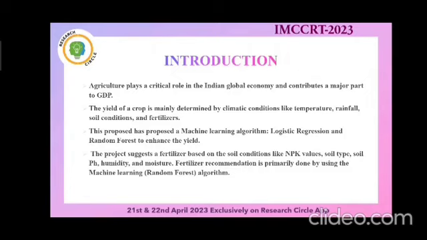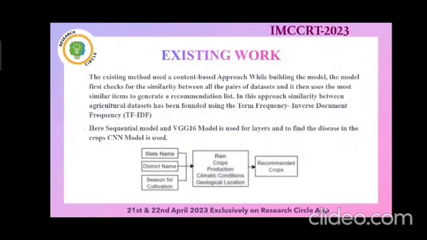So let's see about the existing system. Here, the existing system uses a content-based approach. While building the model, it first checks for similarity between all the pairs of the datasets and then uses the most similar items to generate a recommendation list. In this approach, similarity between the agricultural datasets is found using term frequency, inverse document frequency, TF-IDF, and the VGG16 model is also used.